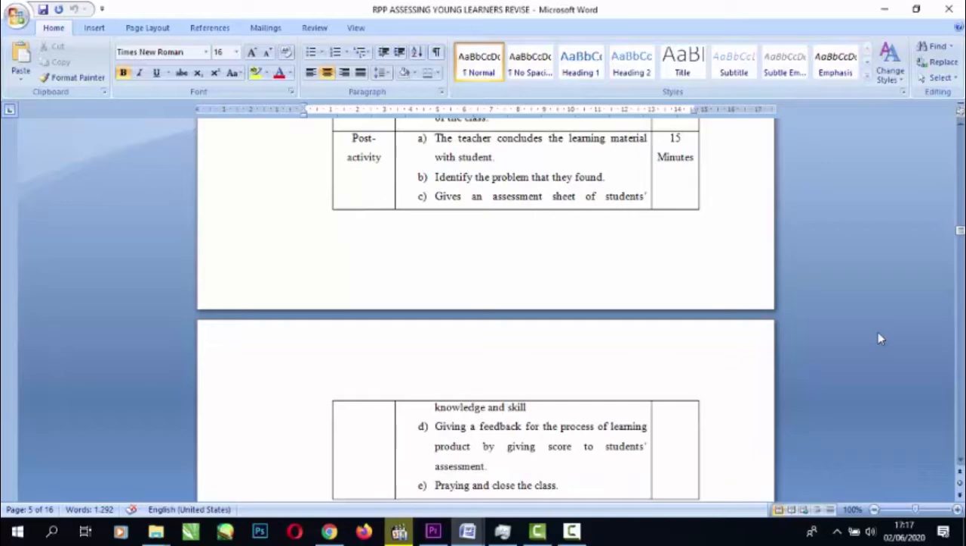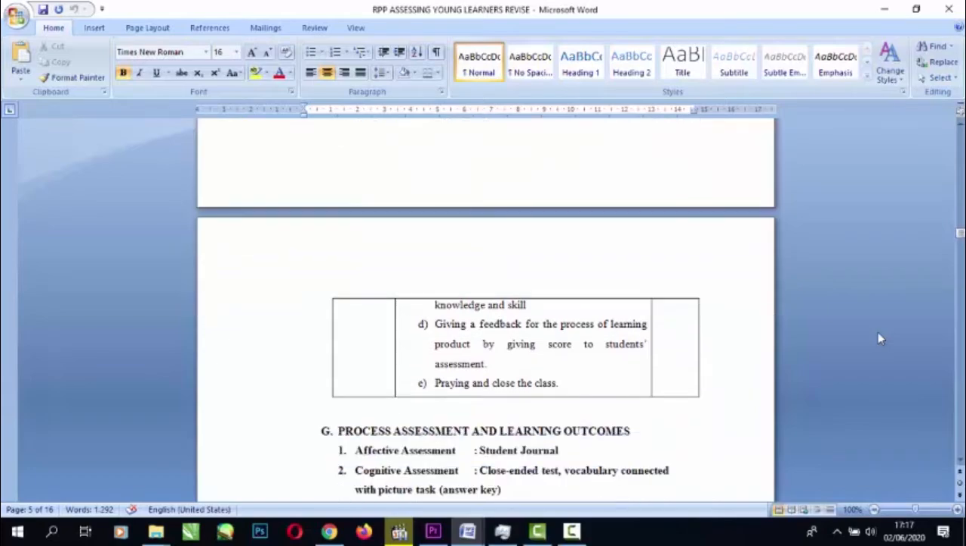Next is post activity. In the post activity, the teacher concludes the learning material with students, identifies the problems that they found, gives an assessment sheet of student knowledge and skills, and gives feedback for the process of learning product by giving scores to student assessment, and then praying and closing the class. The post activity, the time allotment is 15 minutes.